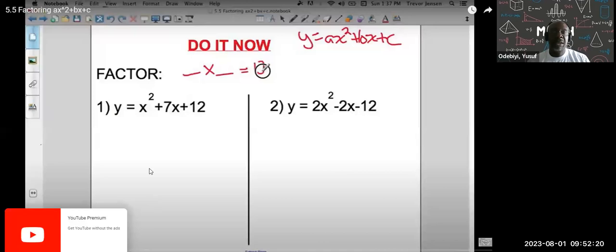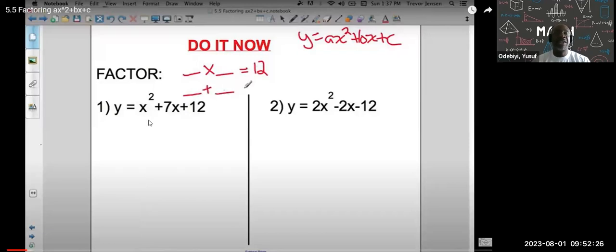Numbers you multiply to give 12, and also these two numbers need to add to get the middle term. So this is easy, right? In the sense that when you're doing factoring, this one here, using product and sum.